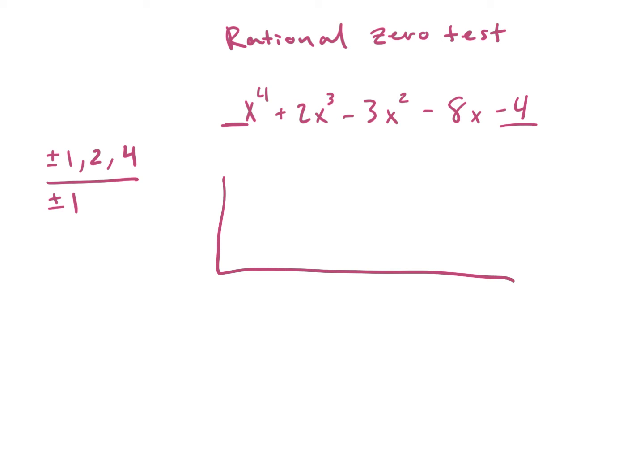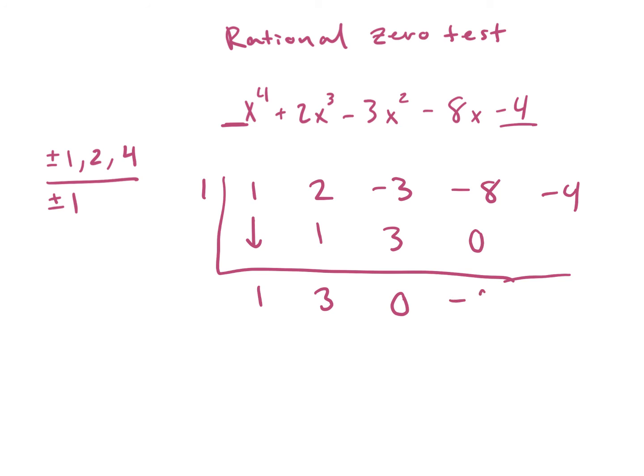All right, so what do you want to try first? 1. Let's try 1. What's going to go inside my box? 1, 2, -3, -8, and -4. All my coefficients go inside the box, and I want to try 1 first. So I drop down the 1, multiply, add, multiply, add, multiply, add, multiply. It doesn't work. So 1 doesn't work. Let's go back to our possibilities.